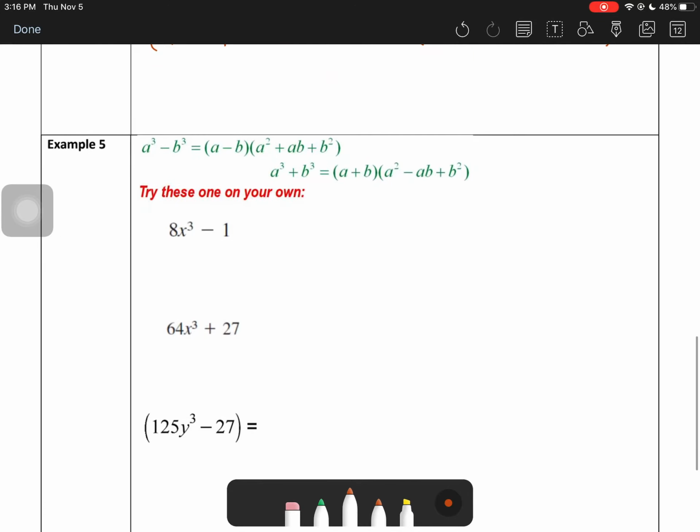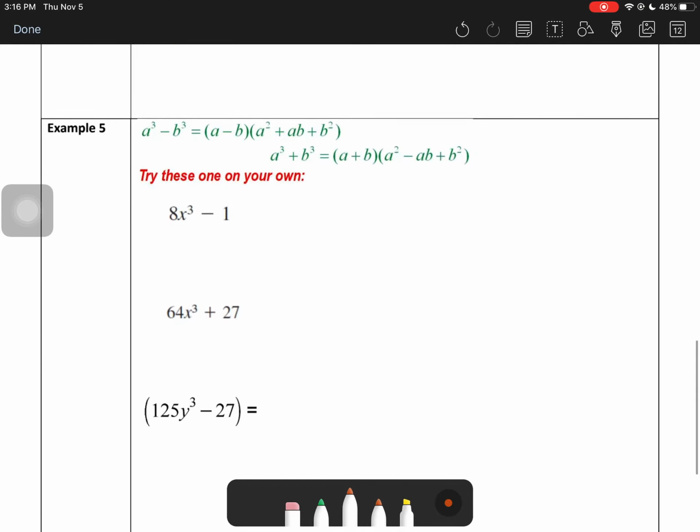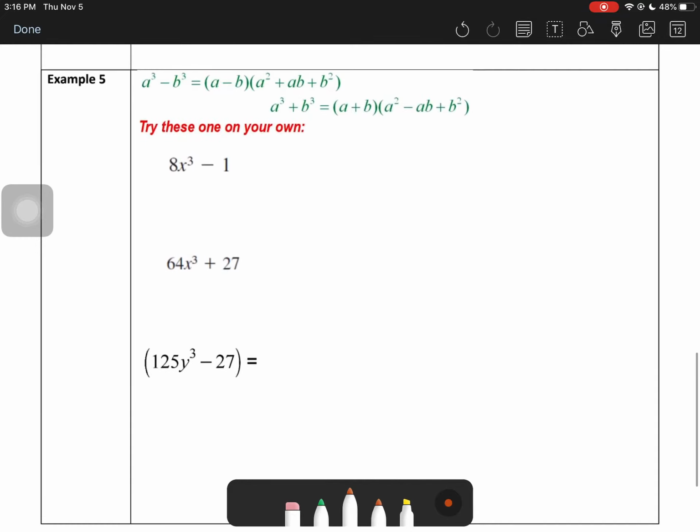Now I'd like you to try these 3 on your own using these special patterns, and we will discuss in class if you are confused, but I think that you should be able to follow the pattern.